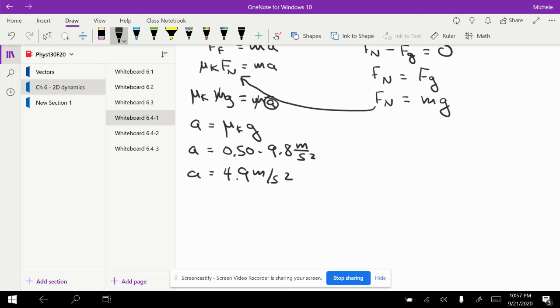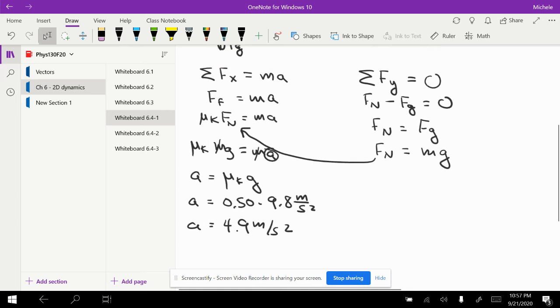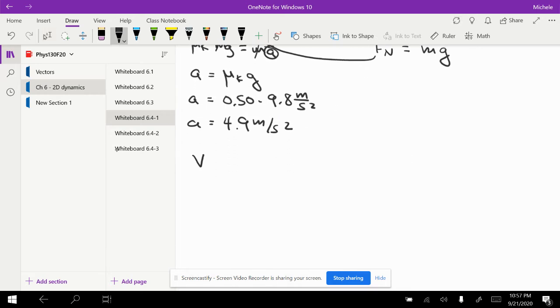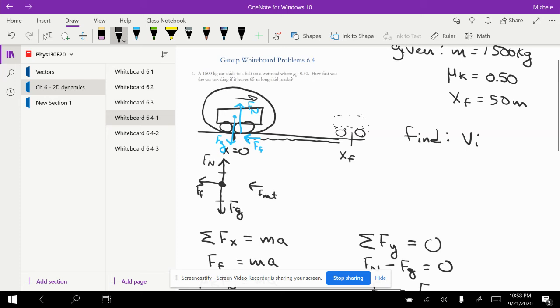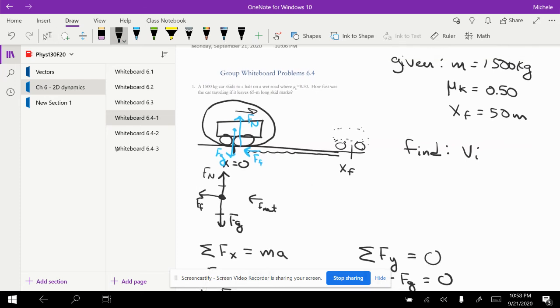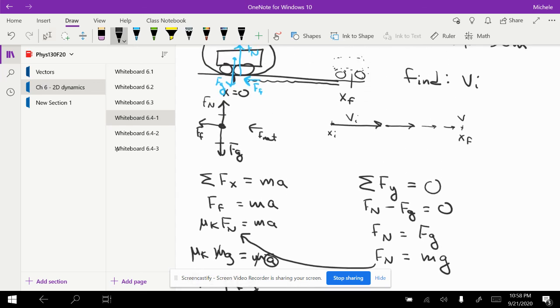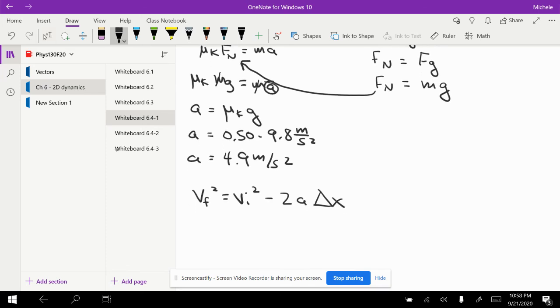And now I can use that to find my initial velocity. Since I have an acceleration and I have an x final, I'm going to use this equation: v final squared is equal to v initial squared minus 2a delta x. Thinking about my picture, or I can make a motion map from this. At the start, when I first put my brakes on, I have a big velocity, so that's my v initial. And I'm slowing down. This is going to be my x initial, this is my x final. And when I end, my v final is going to equal 0.